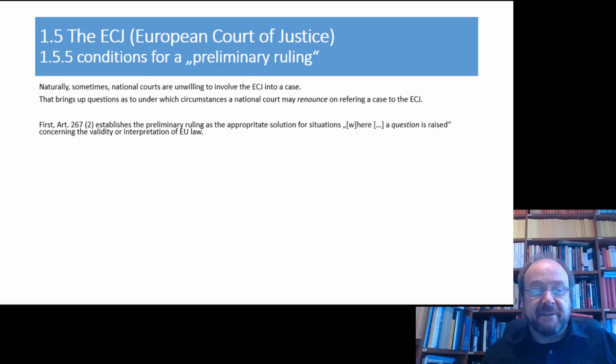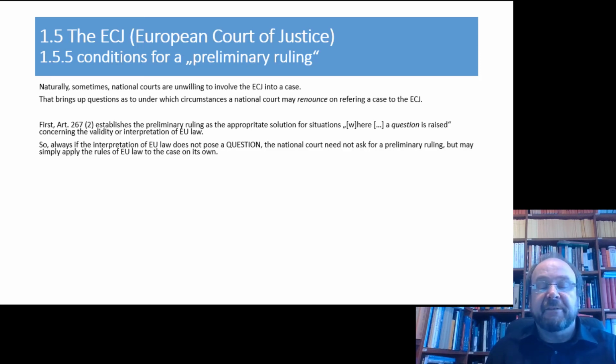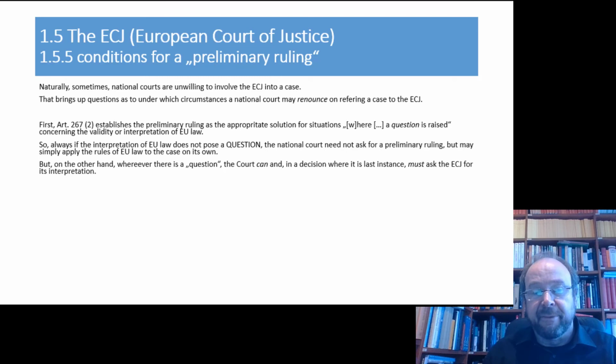First, the current view is that Article 267(2), the rule for the lower courts, allows the lower courts to refer a case. So the requirements are perhaps not so strict. But the first thing which you must read there is that it depends on whether a question is raised concerning EU law, and the decision must depend on it. If the interpretation of EU law does not pose a question, then the national court does not need to ask for a preliminary ruling. Then they can apply the EU rules as they are known. On the other hand, wherever there is a question, so where EU law's interpretation is open, the court can, and in case it is a last instance, must ask the ECJ for its interpretation.